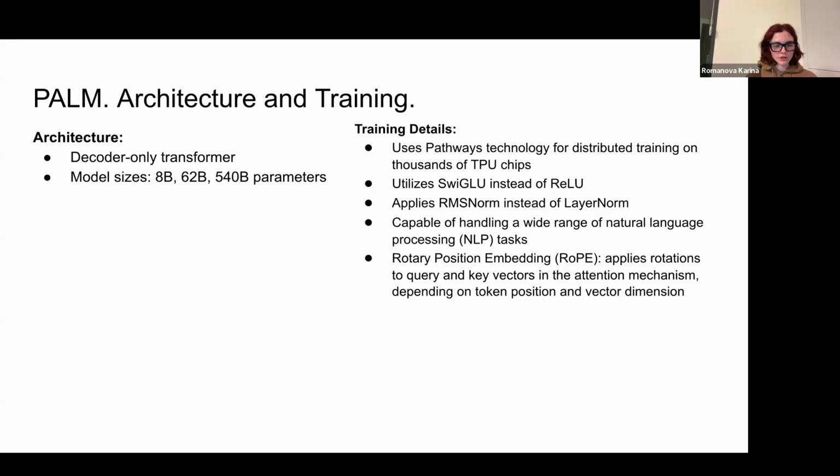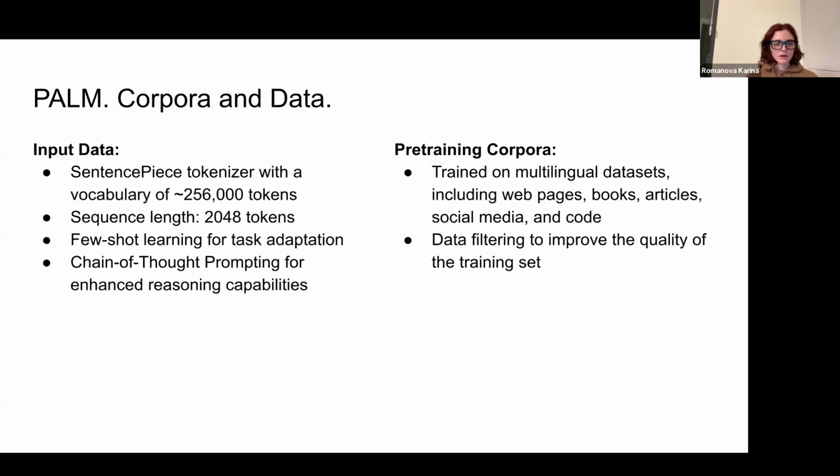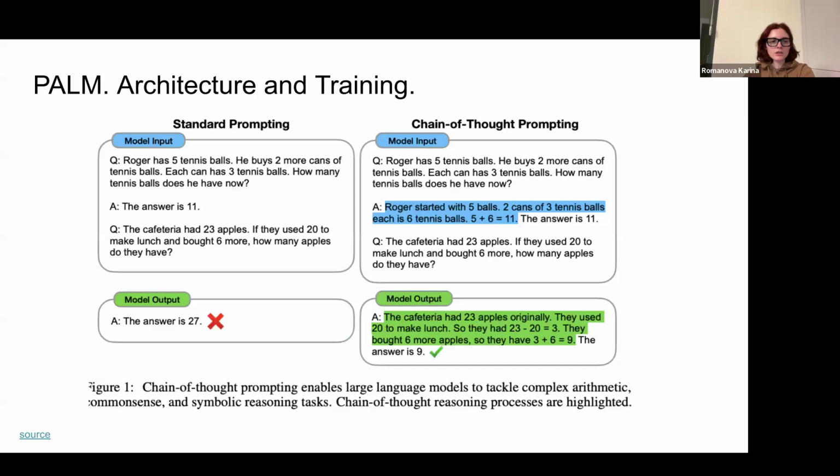Also, PaLM was trained on a variety of data sources, including web pages, as we can see here, books, GitHub repositories, and social media content. With few-shot learning, PaLM can adapt to new tasks by seeing only a few examples, demonstrating impressive generalization capabilities in reasoning and problem solving. Also, they used a chain of thought mechanism.